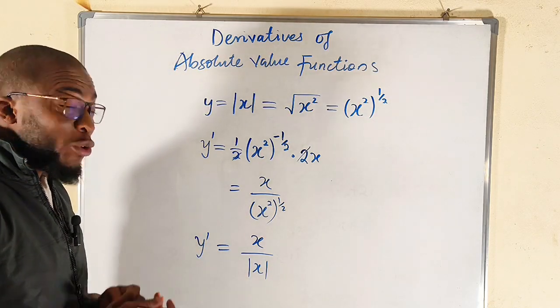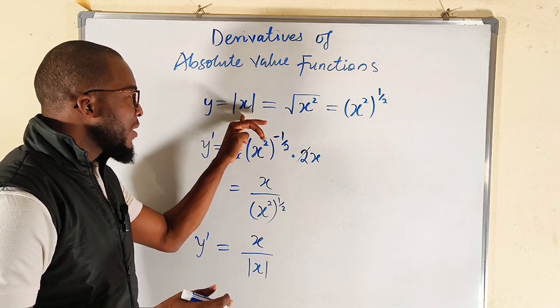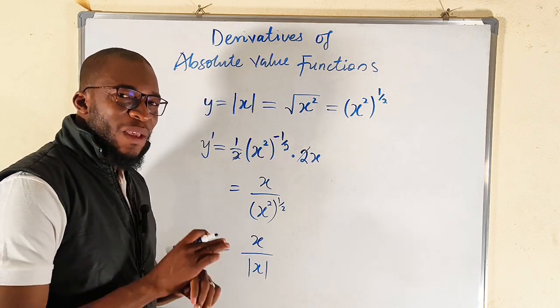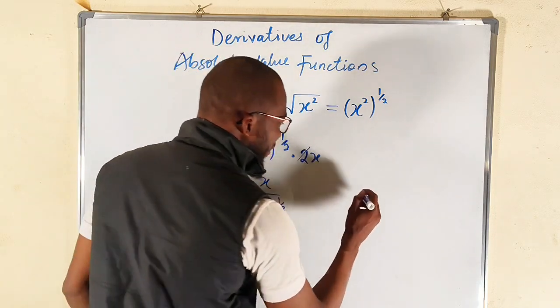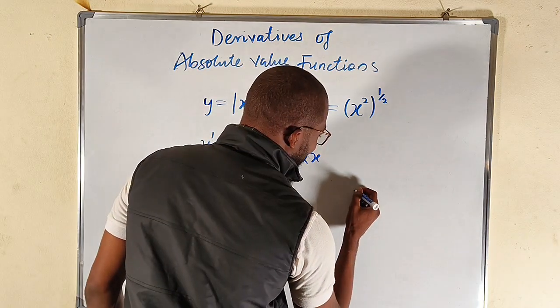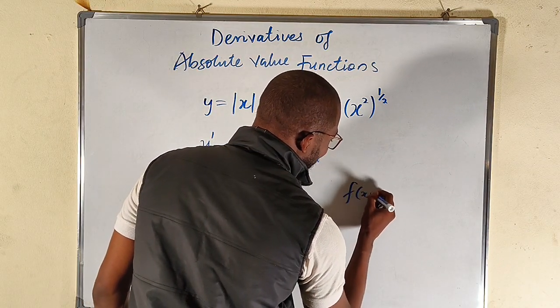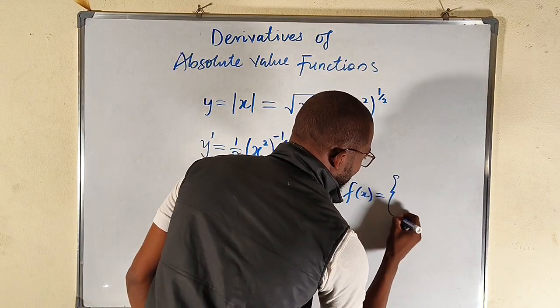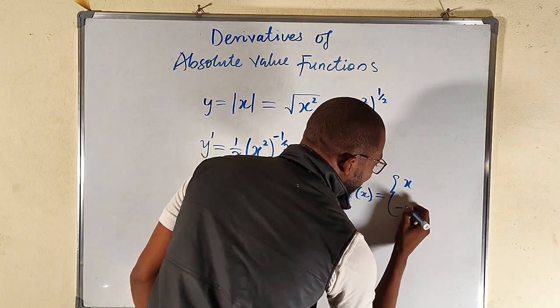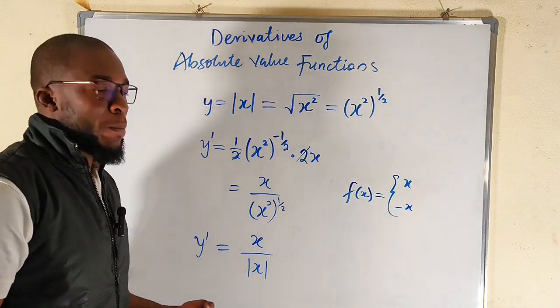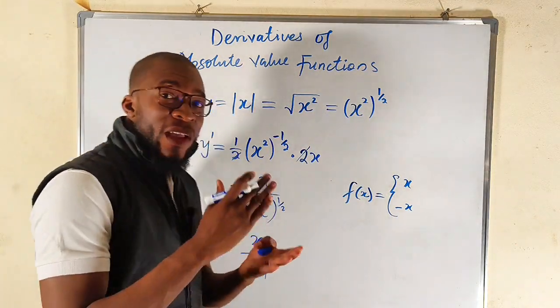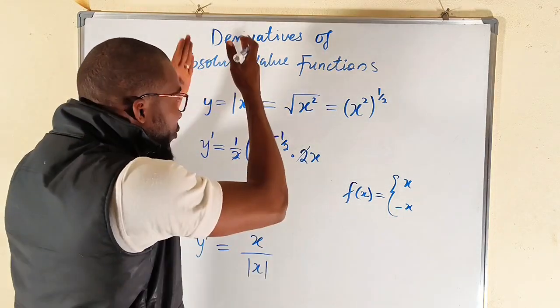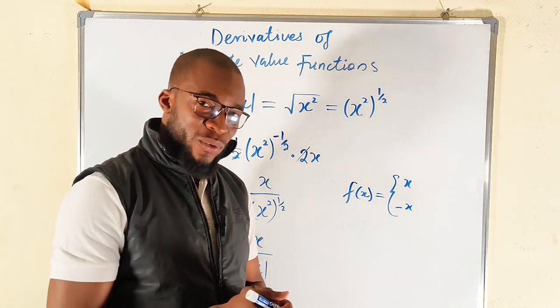But you should remember that the absolute value of x is a piecewise function. If you have your function f of x, it is either x or negative x. It depends on the value, whether it is negative or positive, the absolute value will always transform it to positive.